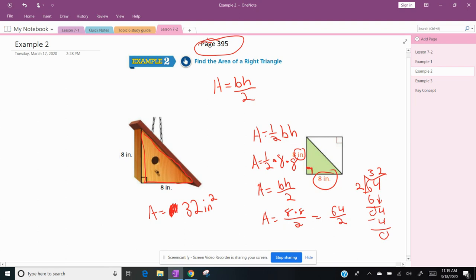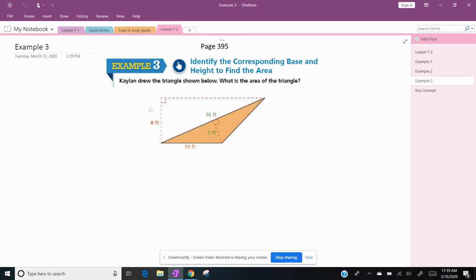So last problem, last example, still on page 395. So here it says Caitlin drew the triangle shown below. What is the area of the triangle? Now, the base and the height of this triangle are going to depend where we're looking at. So let's pretend 10's the base. I want you to think about this for a second. What number there would be the height if we call 10 the base? You go ahead and pause and try to think about which number would be the base.